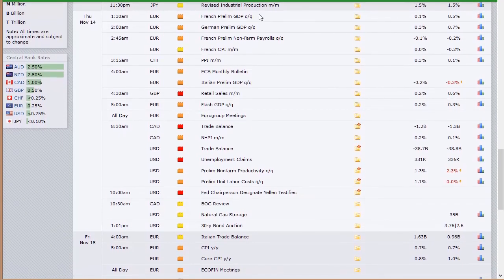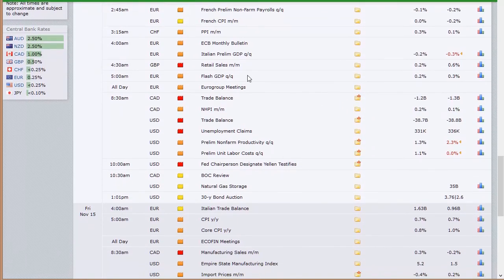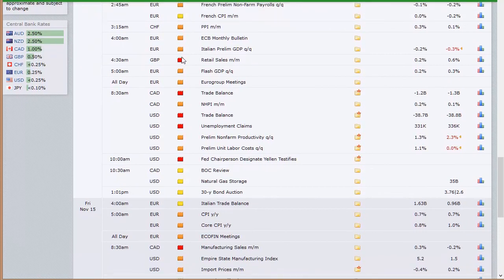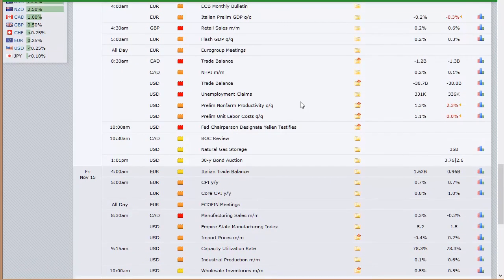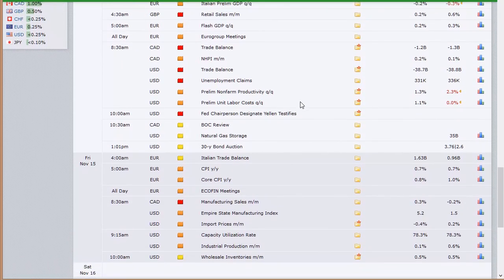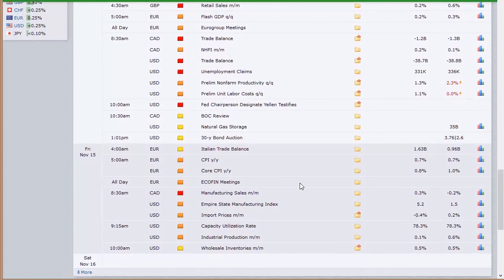We've got the French CPI, their GDP, German GDP, PPI out of Switzerland, the ECB monthly bulletin, the Italian preliminary GDP, UK's retail sales, Europe's flash GDP, trade balance out of Canada. Remember, this is Thursday morning, and out of the US. That's one of our big three each week, so we'll be half size, or even less than half size in this case, ahead of that.